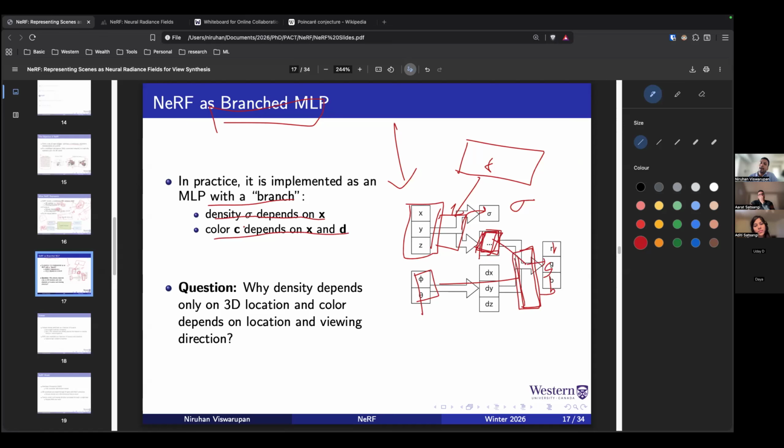Okay, so now I have a question. I shared this slide deck earlier in the chat, so someone who hasn't seen the answer can try to answer this. Why have the authors chosen that density depends only on 3D location, and color depends on location and viewing direction? This density sigma we are predicting as a function of just x, but the color we are predicting as a function of x and d. Anyone want to volunteer to answer why that is the case? Who has not seen the answer before?